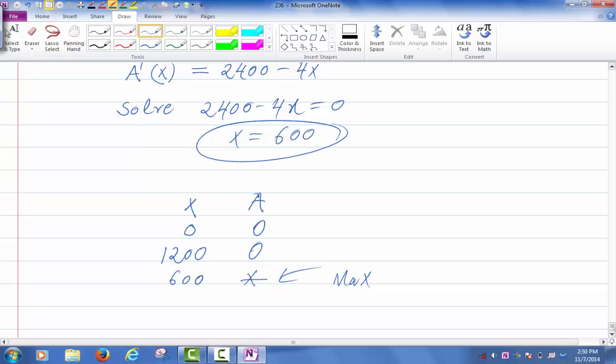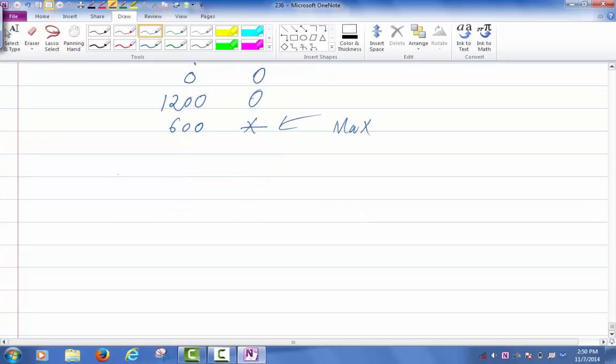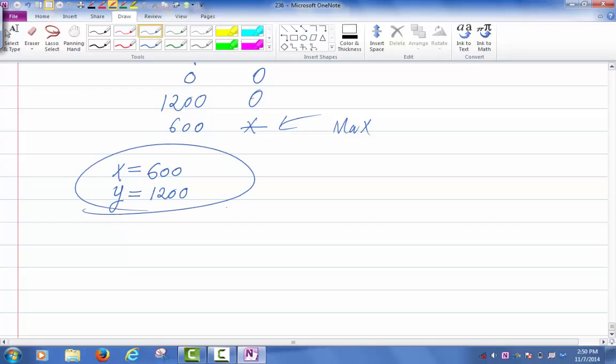So the maximum area occurs when x is 600. When x is 600, what is y? 1200, right? Because remember, y is 2400 minus 2x. And so these are the dimensions that need to be picked to make sure that the enclosed area is largest possible. Okay? All right, we'll have to do more examples next time.